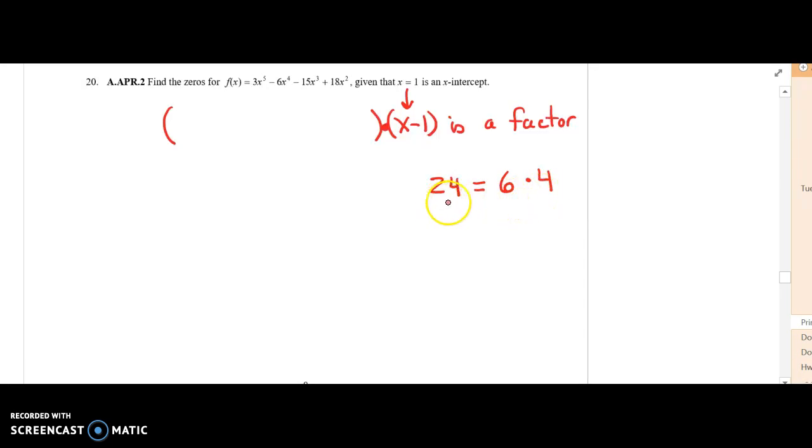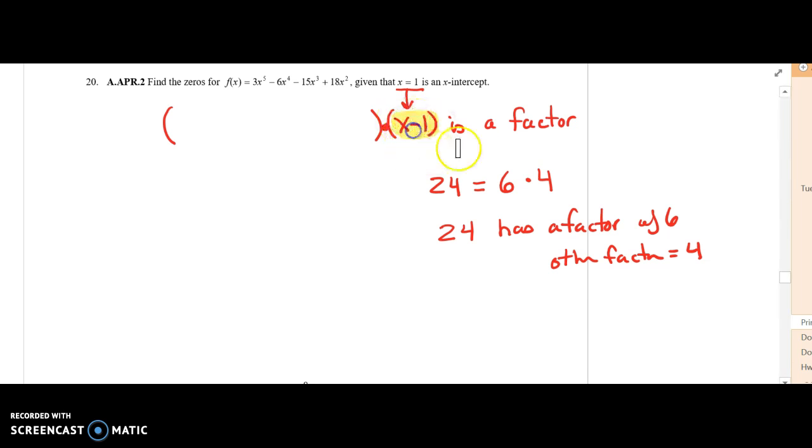6 times 4 is 24. If I said 24 has a factor of 6, you'd know the other factor is 4. Well, similarly, they've told us that x equals 1 is an x-intercept. That allows us to say x minus 1 is a factor.